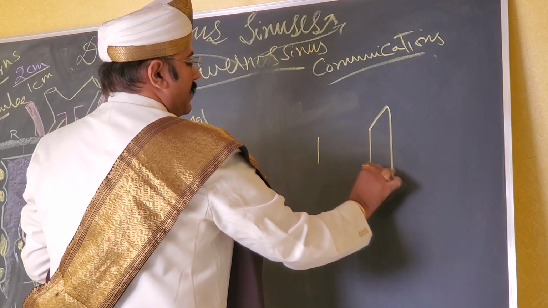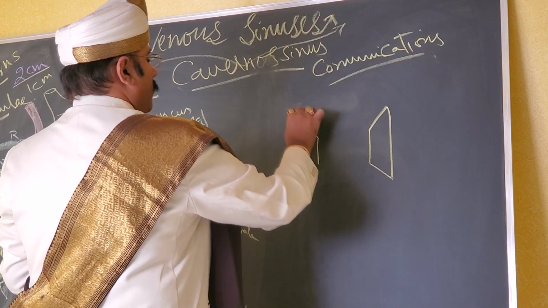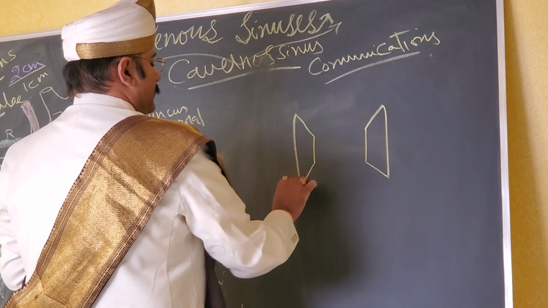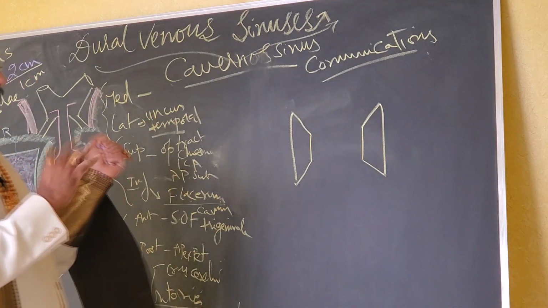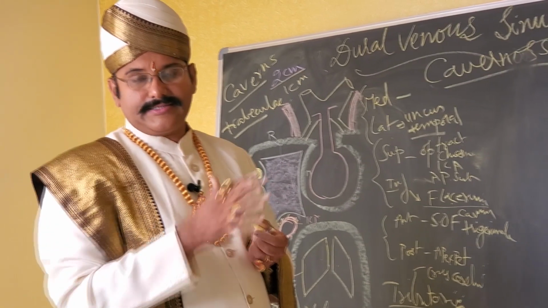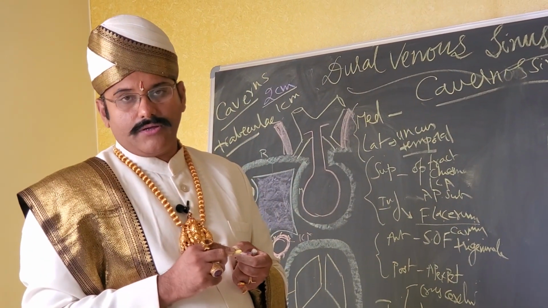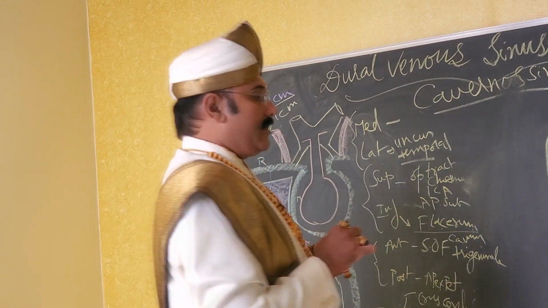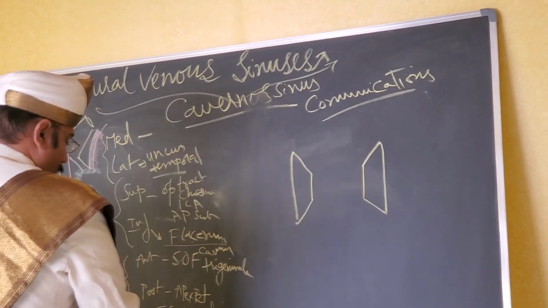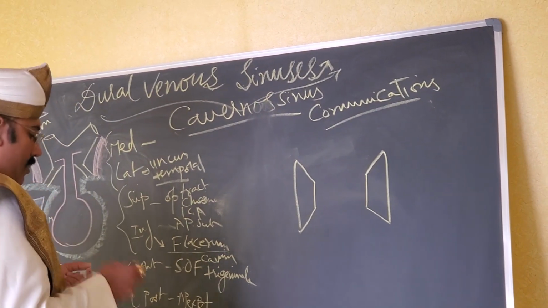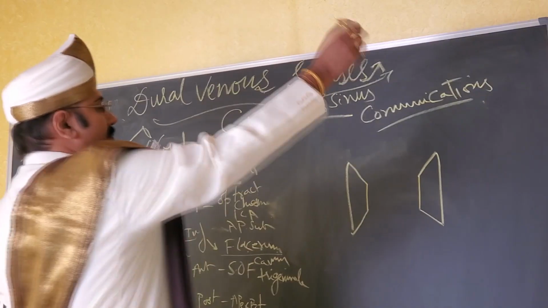Now what is that I am drawing? I am drawing the cavernous sinus. These are the right and left cavernous sinuses, which I am trying to draw or present on either side of the body of the sphenoid. Then we will go through the tributaries of the cavernous sinus.